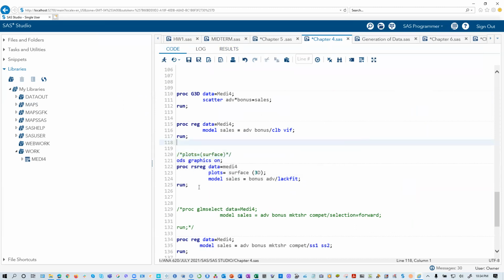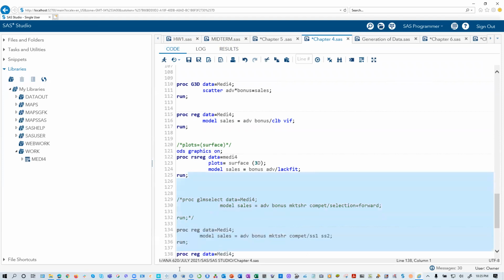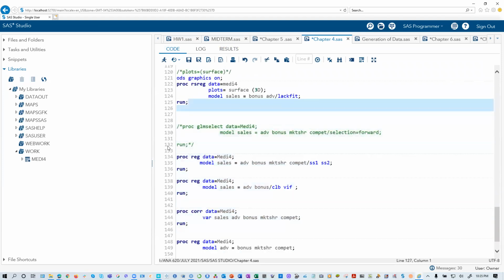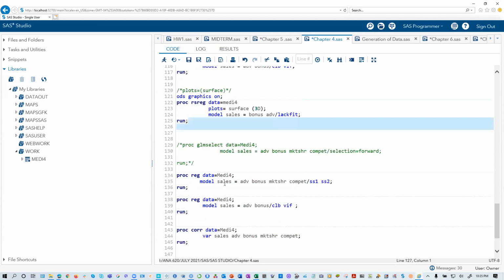Then we go to RSC, the response surface. It's called the response surface. Reg, data, plots, surface 3 dimension, lack of fit, okay: bonus, advertising, sales, this is the model. This is how we're going to draw the regression plane.